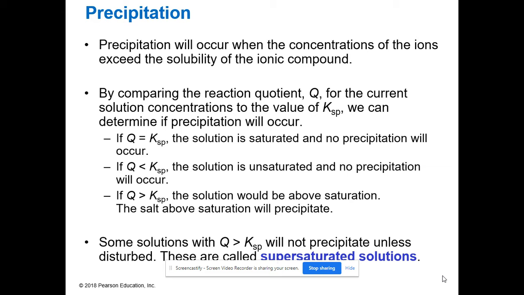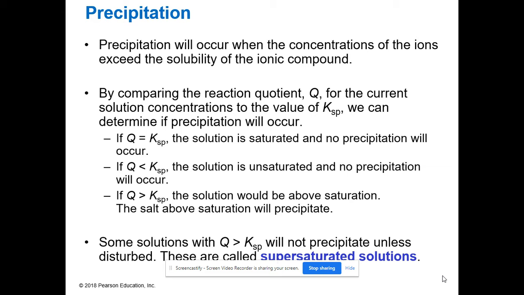If our Q is less than our KSP, that means that we can add more of our solid salt until we end up getting a precipitate. So if our Q is less than our KSP, we are unsaturated and we will not have a precipitate. If our Q is greater than our KSP, then we have gone beyond our limit of saturation. And so therefore we will be above saturation and we will get a precipitate.